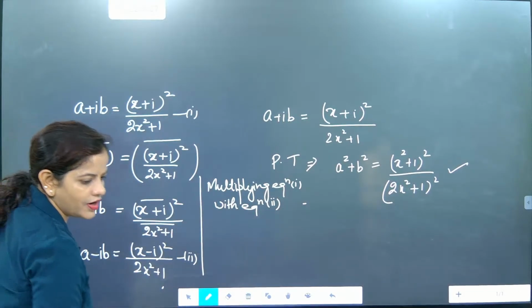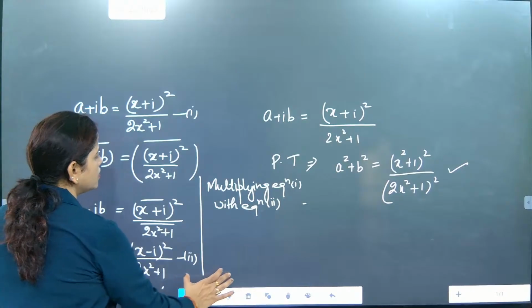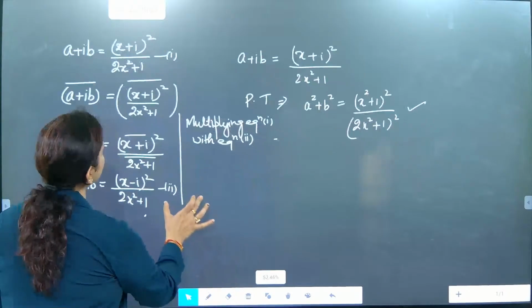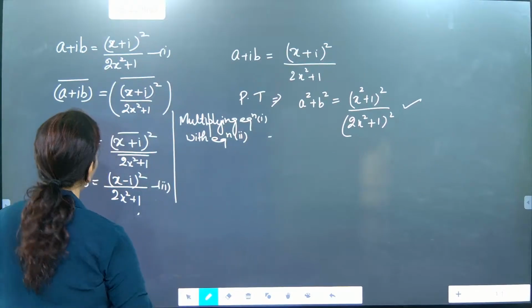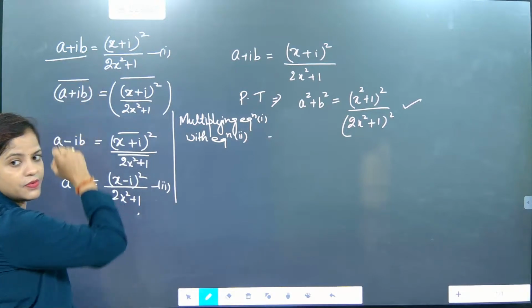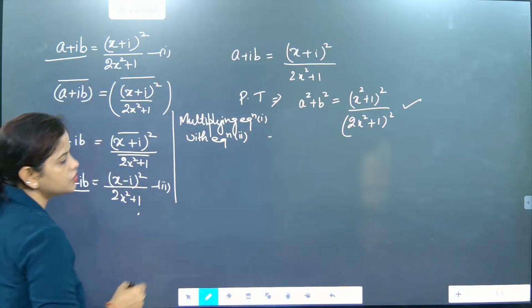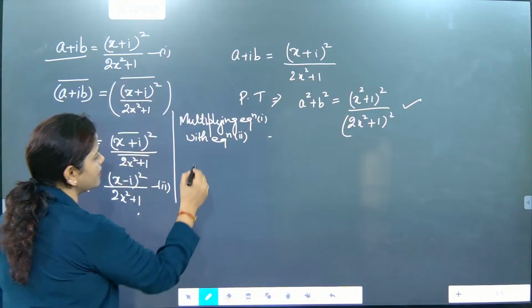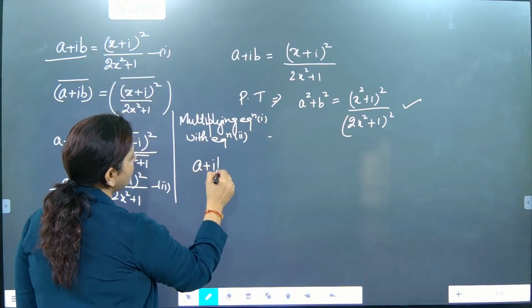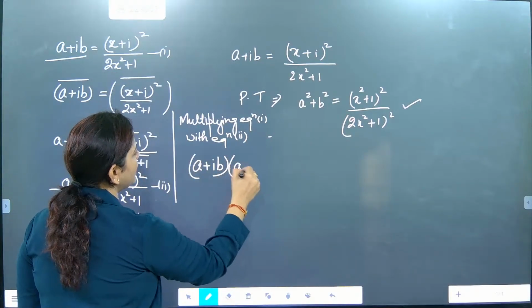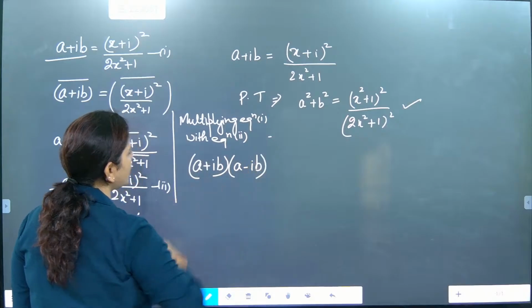Multiplying equation 1 with equation 2. Once you are multiplying equation 1 with equation 2, what you will get is a plus ib multiplied with a minus ib. So a plus ib will be multiplied with a minus ib.